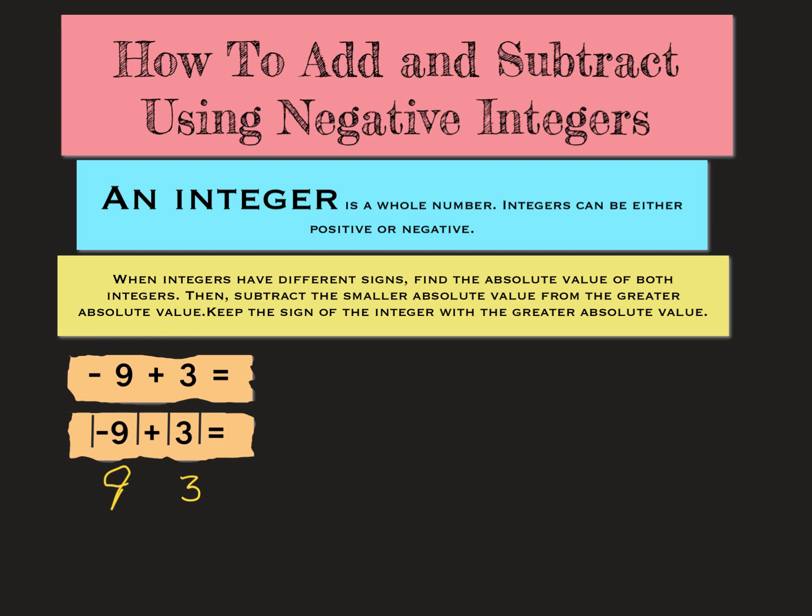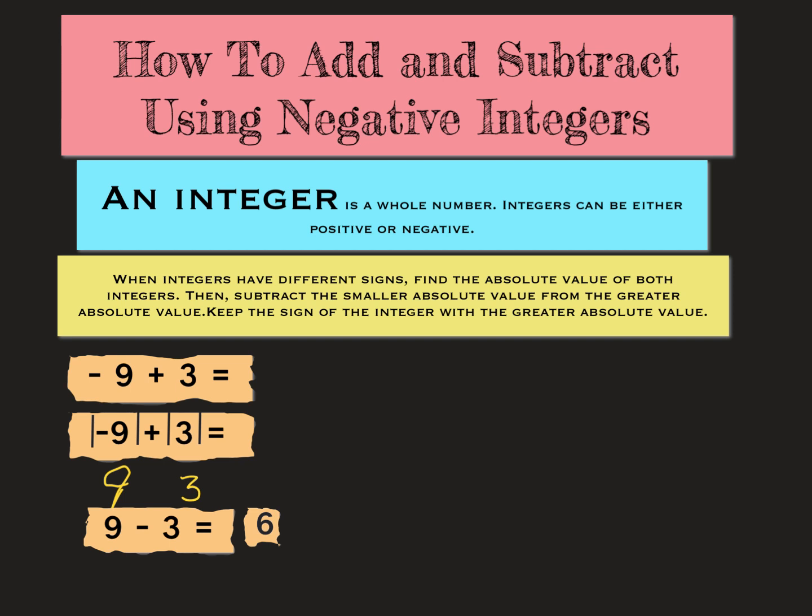And so that would be 9 minus 3. And what does 9 minus 3 equal? 9 minus 3 equals 6. And so the last step again is to keep the sign of the integer with the greater absolute value.